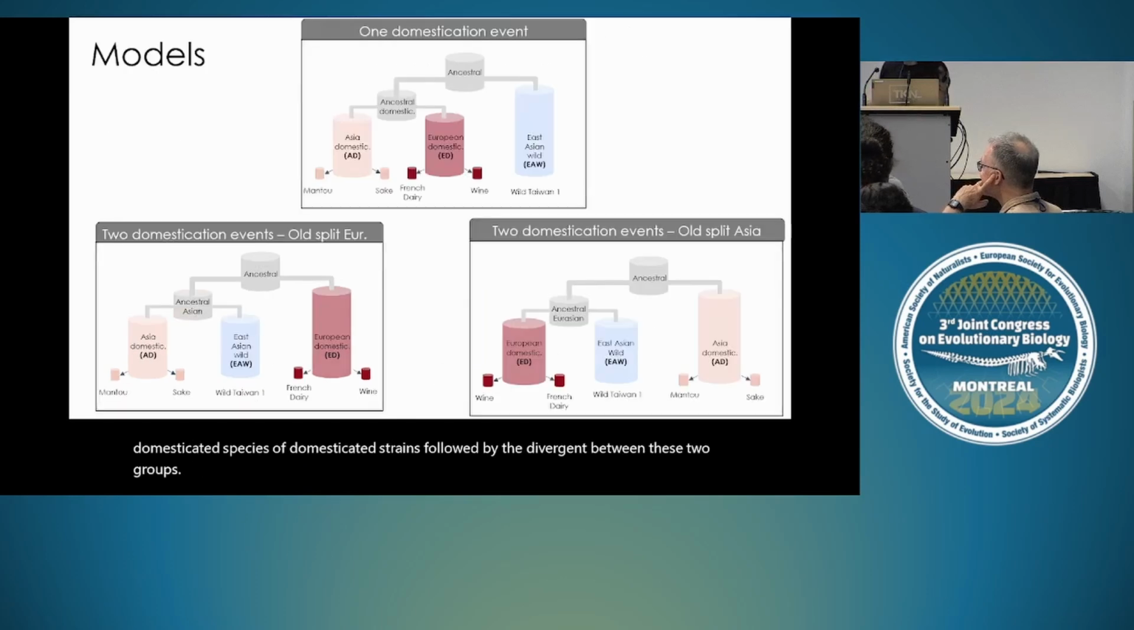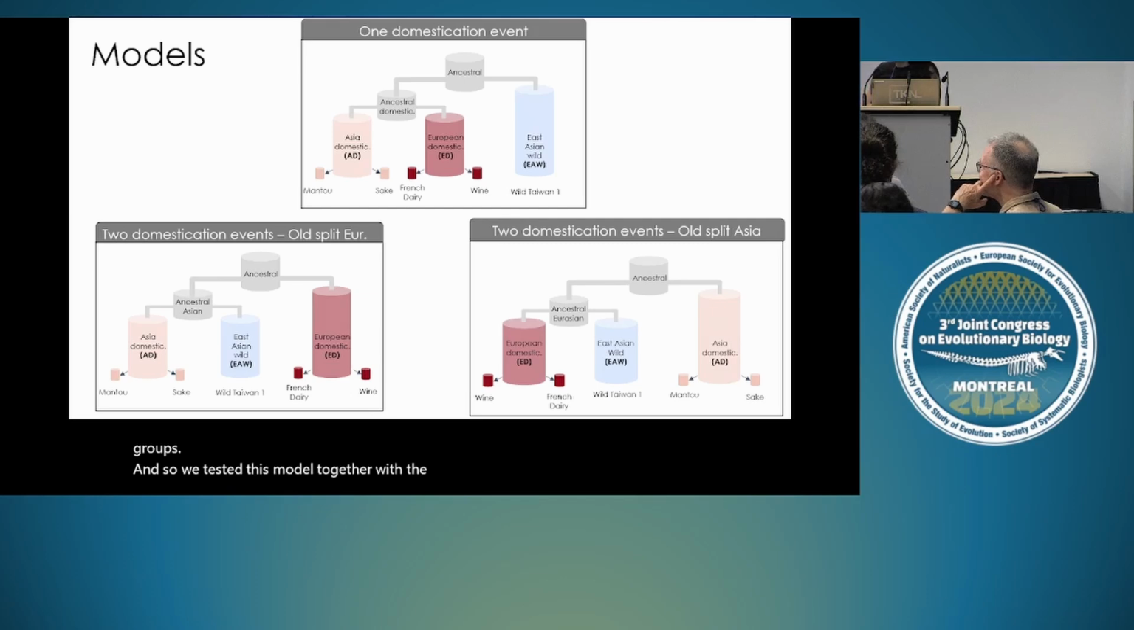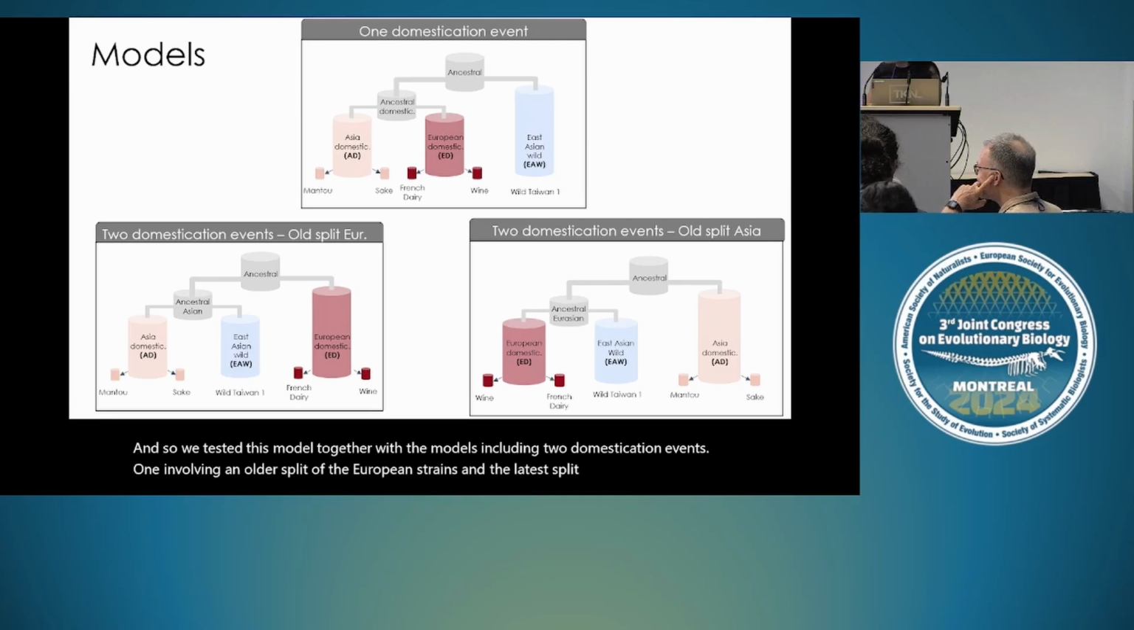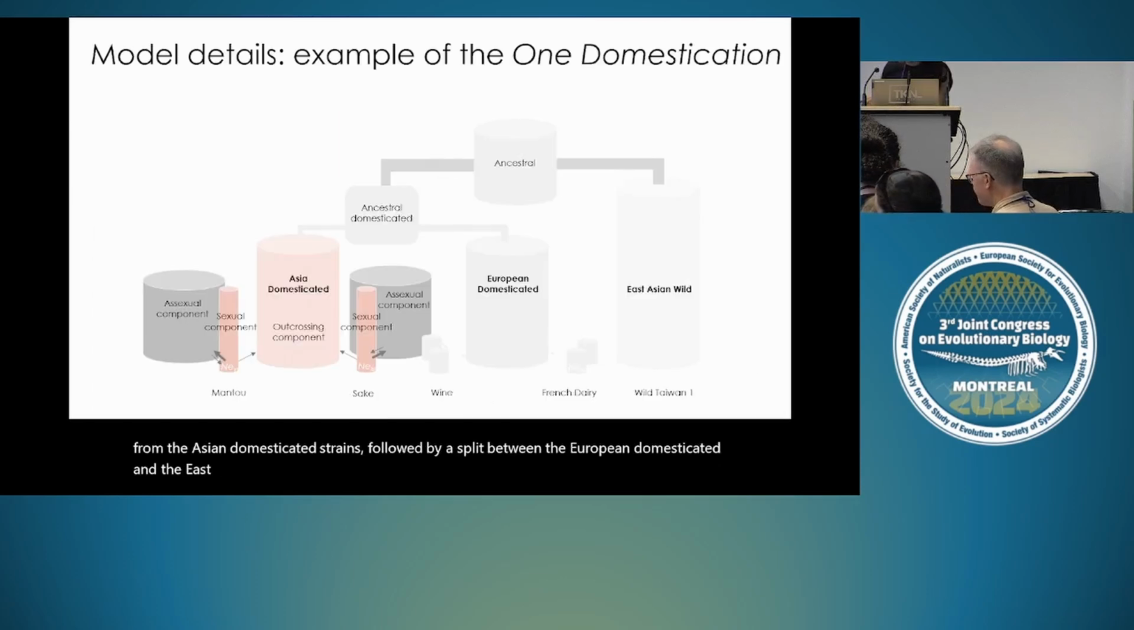And so we tested this model together with the models including 2 domestication events, one involving an older split of the European strains, and the later split between the Asian strains, the domesticated and the wild, and the third model where we have an earlier split from the Asian domesticated strains, followed by a split between the European domesticated and the East Asian wild strains.